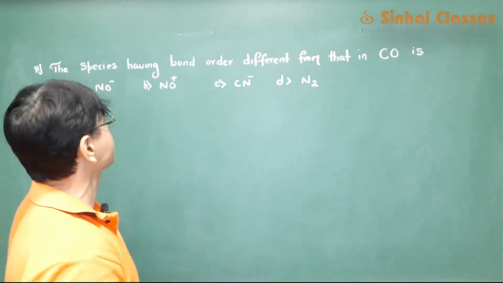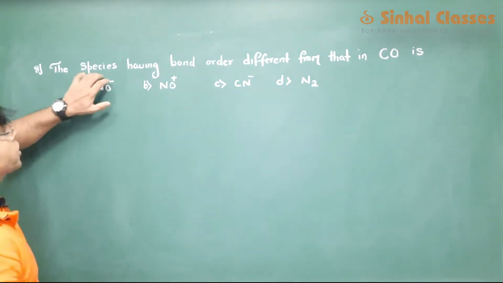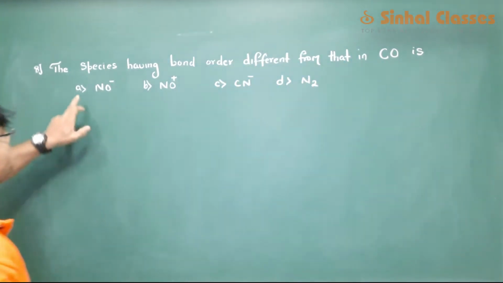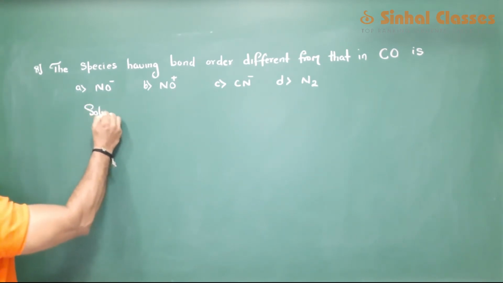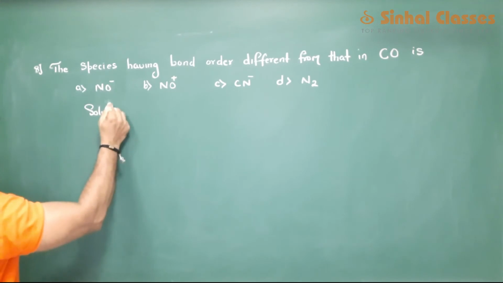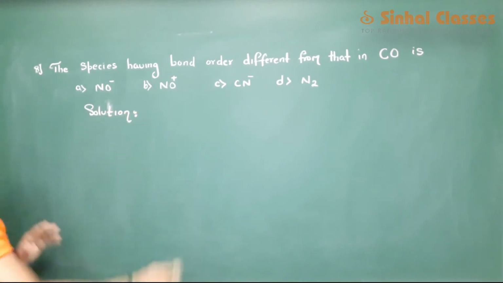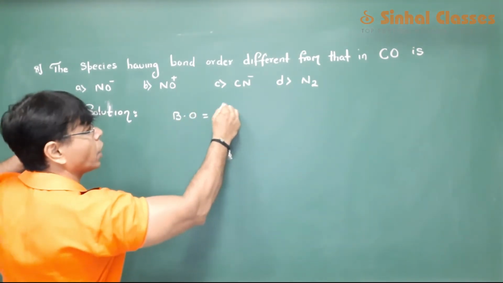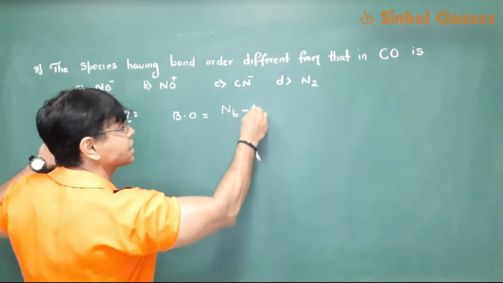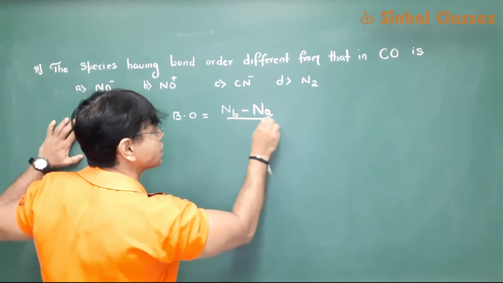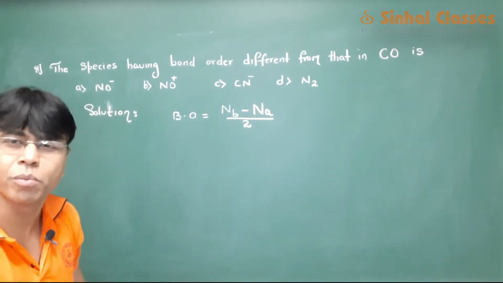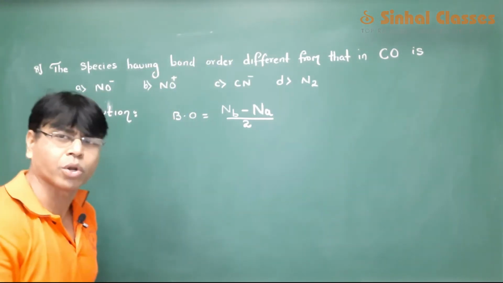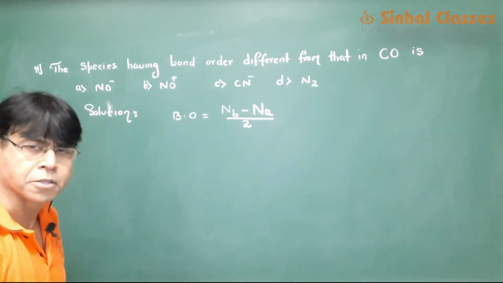Okay. A very interesting question now, and that is: the species having bond order different from that of CO is. Now how do you calculate bond order? Bond order is equal to the number of bonding electrons minus anti-bonding electrons, divided by 2. So let us first calculate for CO, and then we'll calculate for the others.